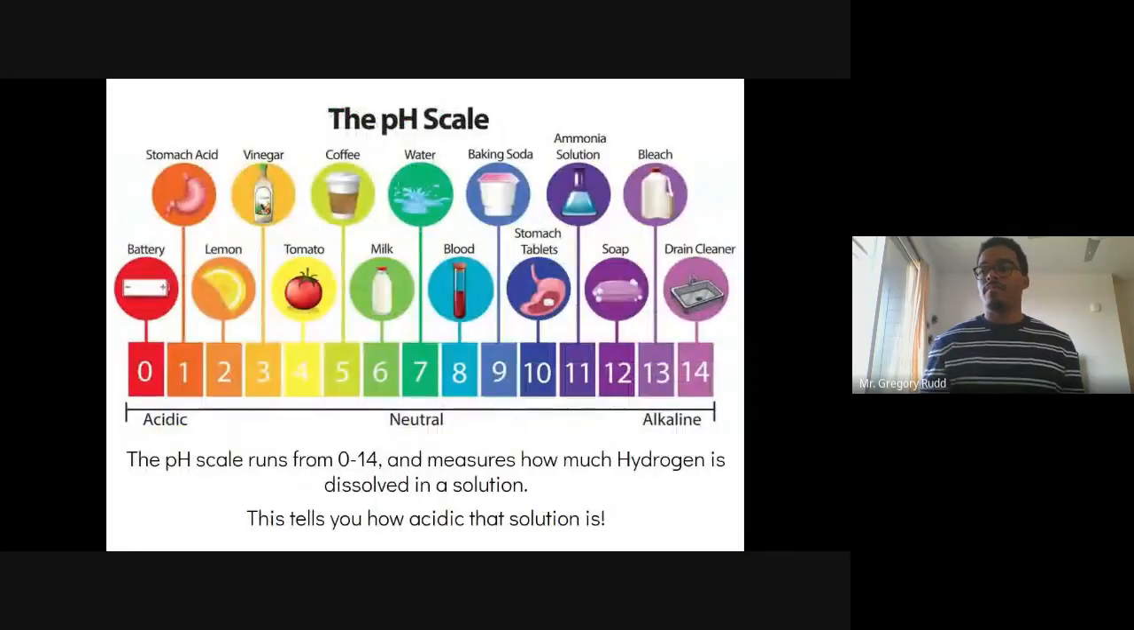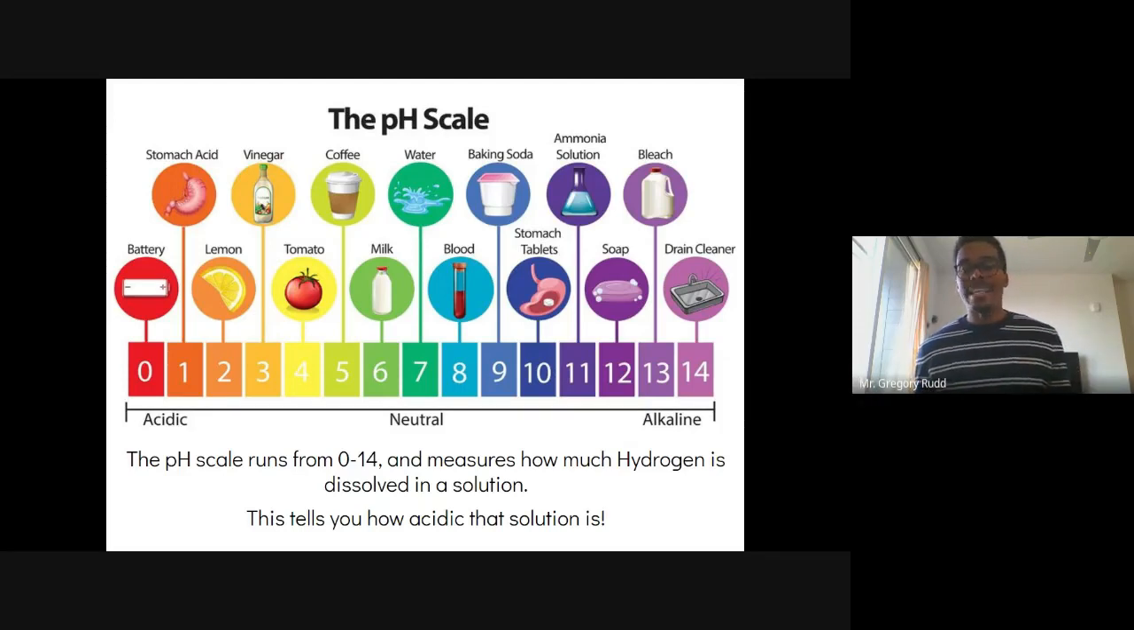Okay. So here's a look at the pH scale, and this is something you all will talk more about in your chemistry classes, but it is obviously still important in biology. So the pH scale runs from 0 to 14, and it directly measures how much hydrogen is dissolved in a solution. Indirectly, what that means is that it measures how acidic something is.